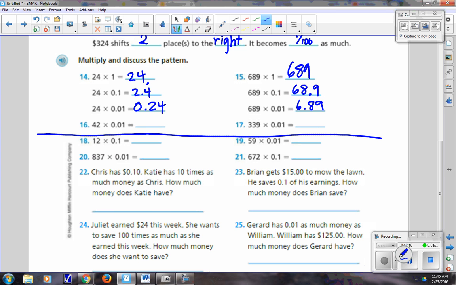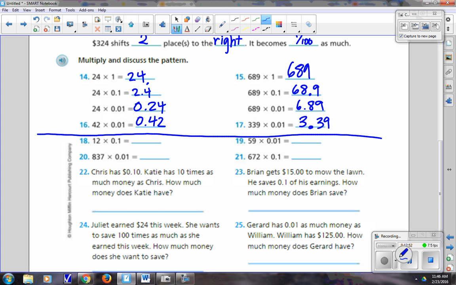Okay, 42. Here's a hard one. 42 times 100th. 42 hundredths. It's not as hard as you guys are trying to make it to be. 339 times 100th. 3 and 39 hundredths.